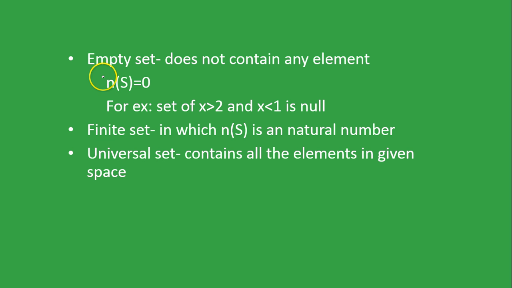Here are basic common sets which occur frequently. The first one is the empty set. The set which does not contain any element is called an empty set and is denoted by phi. The number of elements in such a set is equal to 0. For example, the set of the numbers which are greater than 2 and less than 1 is null, because there is no such element which is greater than 2 and less than 1.